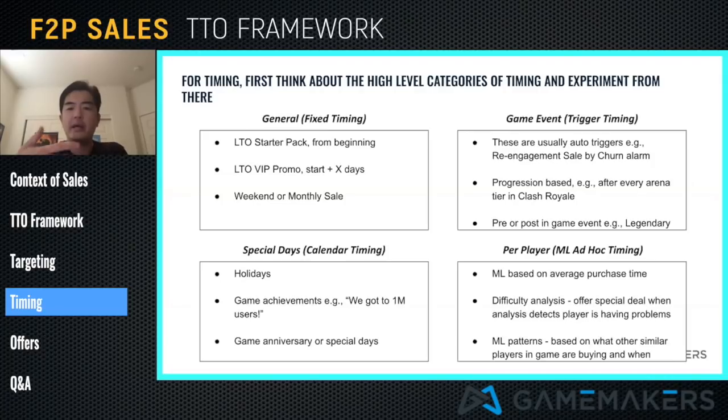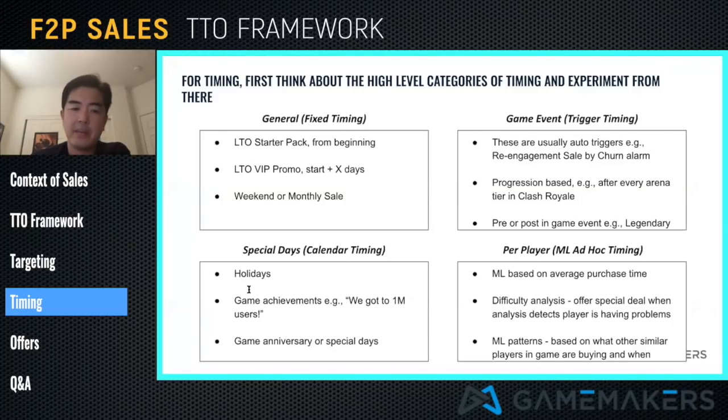In terms of these categories of timing, first, in the upper left-hand corner, we want to think about general or fixed timing, meaning you start a game and there might be an LTO, a limited time offer, a starter pack. You might start a VIP promo X days after a user has begun. You can have a weekend or monthly sale, but these are offers and sales based upon fixed timing.